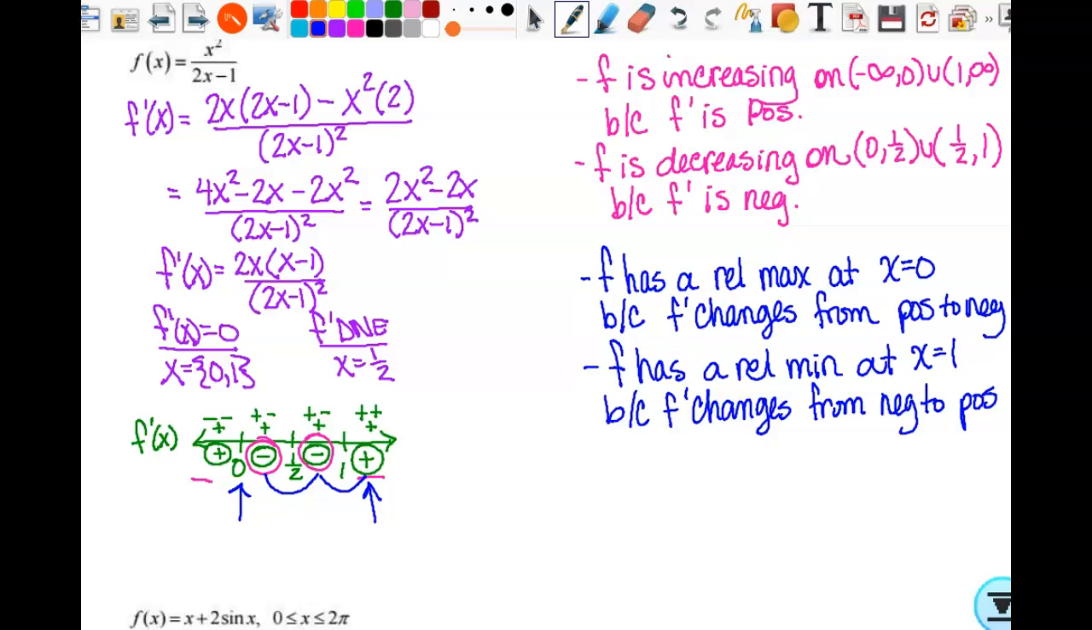All right. So on the next one, find the derivatives.